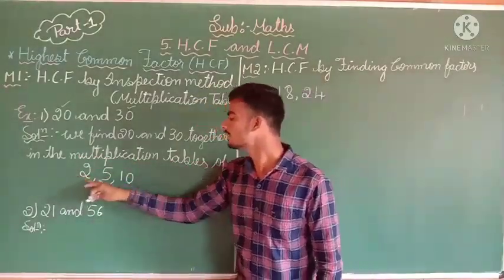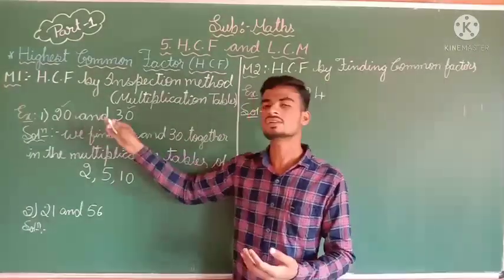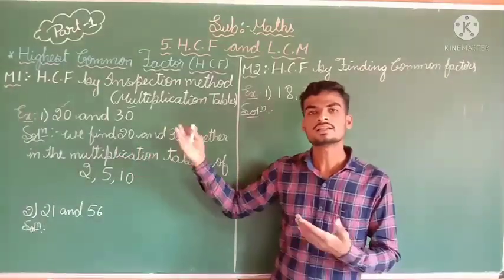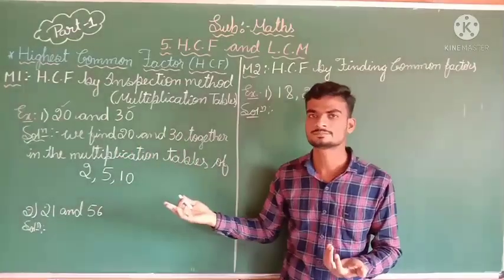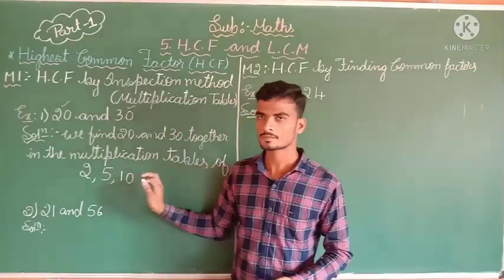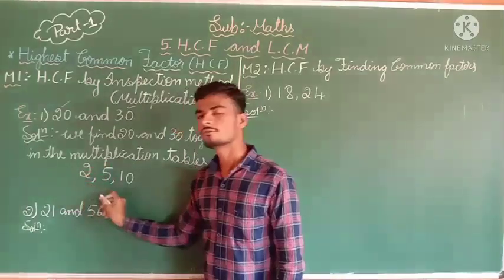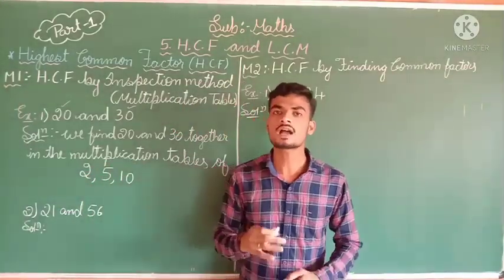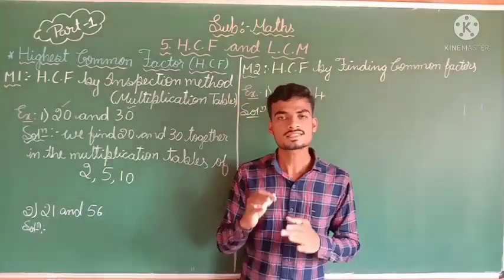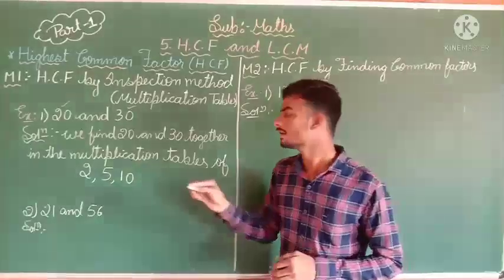Now after finding this, after 10 you will not get. In 11 table also you will not get 20 and 30. Again in 12 you will not get. Okay, so here we stop. So after we get these numbers, what should we do? Now we have to find the highest common factor. Okay, how to find it in this?